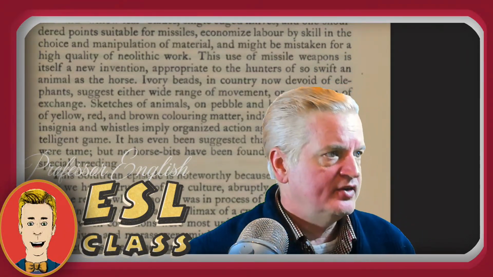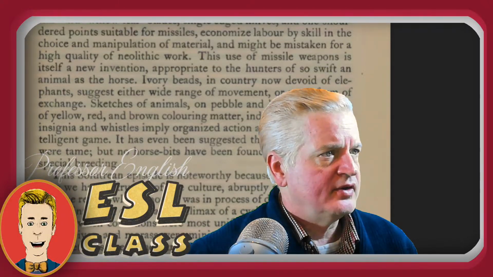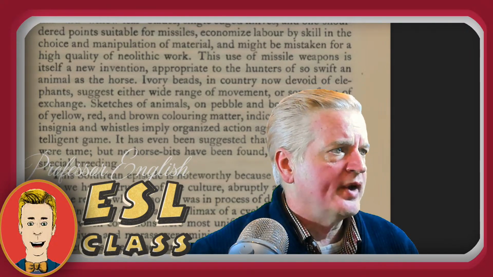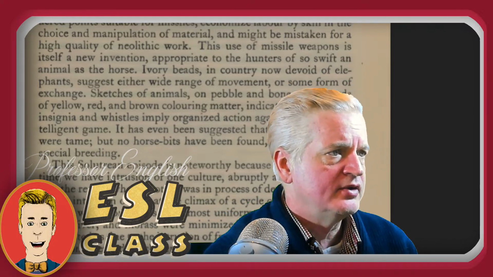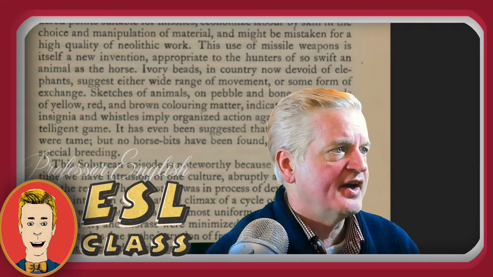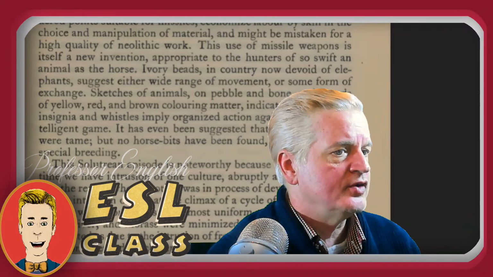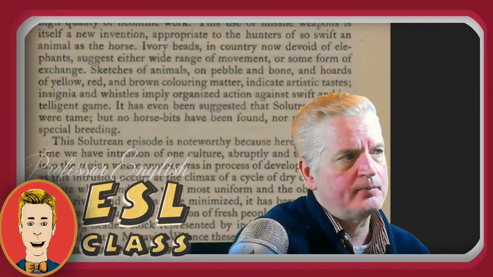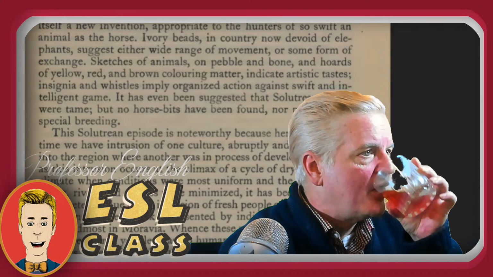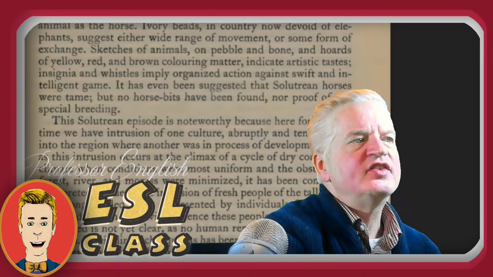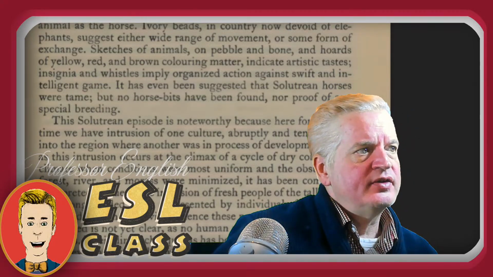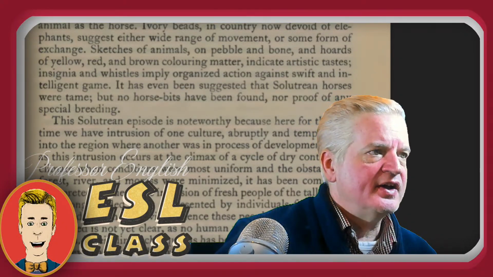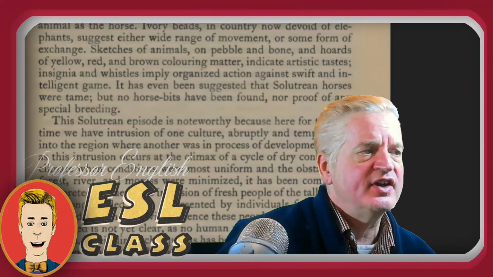This use of missile weapons is itself a new invention, appropriate to the hunters of so swift an animal as the horse. Ivory beads, in country now devoid of elephants, suggest either wide range of movement or some form of exchange. So they're finding ivory beads where there are no longer elephants, which means that maybe they were trading with people, or that they traveled very far distances. Sketches of animals on pebble and bone, and hordes of yellow, red, and brown coloring matter indicate artistic tastes. Insignia and whistles imply organized action against swift, intelligent game.